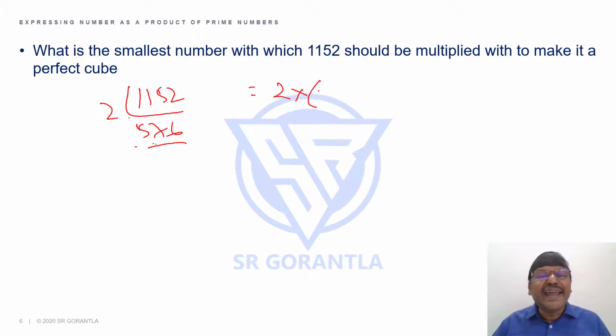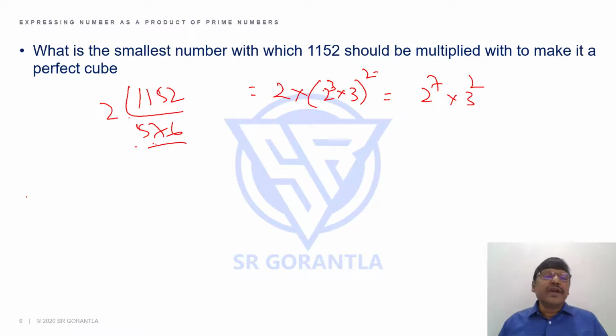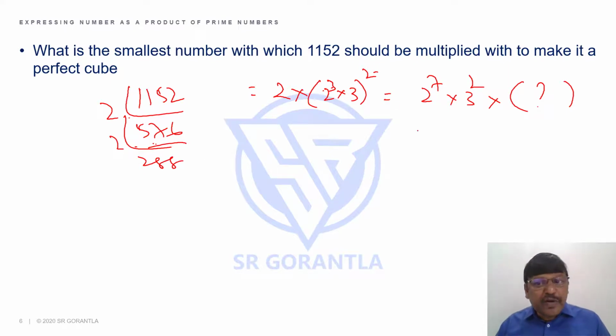What is 24? 8 into 3. 8 is what? 2 cube into 3. This is 24 square. So how much will it become? 2 power 6, 2 power 7 into 3 square. Students, with what number should I multiply this to make it perfect? If you want, you can continue this and check, students, 2 88s and so on. I'll leave it to you. You will get 2 power 7 into 3 square.